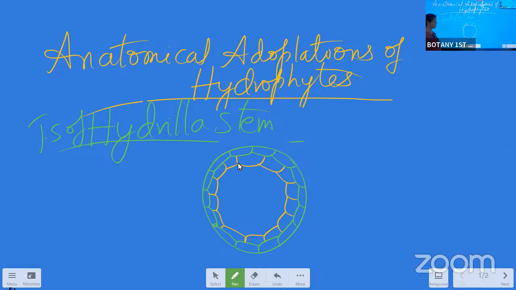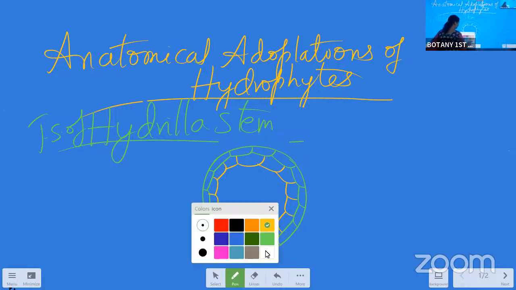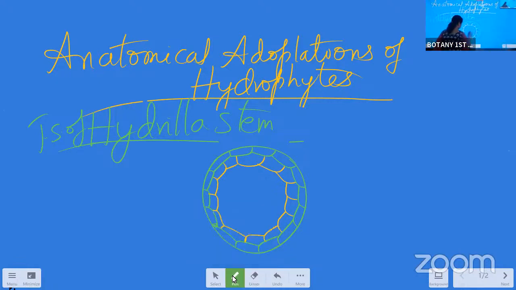Like this. Now comes what we said already. Xylem shows a cavity. So first of all, in the center, show a cavity. Okay. Now comes the part below this, because here the leaves are reduced. In the hydrilla stem, leaves are like this.